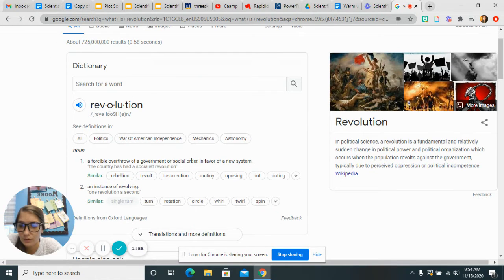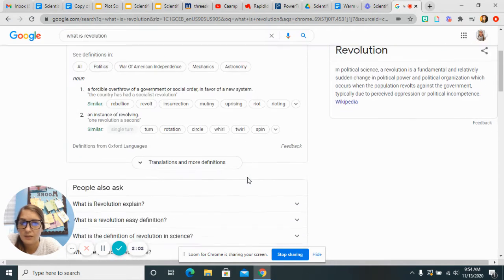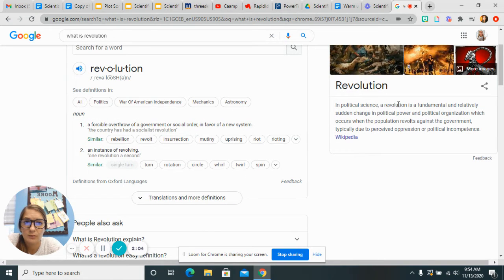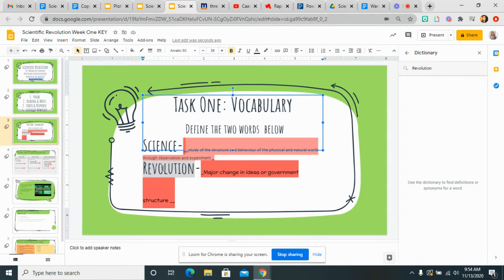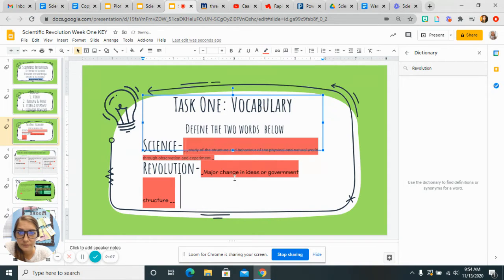Revolution is a forcible overthrow of the government or an instance of revolving in favor of a new system. And so in this case, in the scientific revolution and political science revolution, a sudden change. And so for our assignment, we're going to say a major change in ideas or government, but for the scientific revolution, we're specifically talking about ideas. I don't like that this is not the same color, so I'm going to change it to the same color.